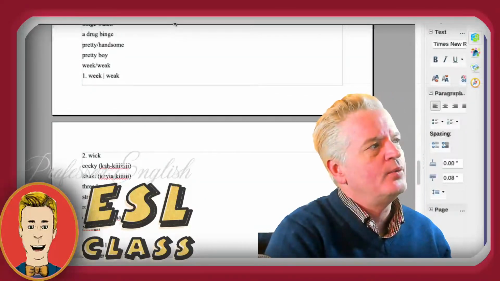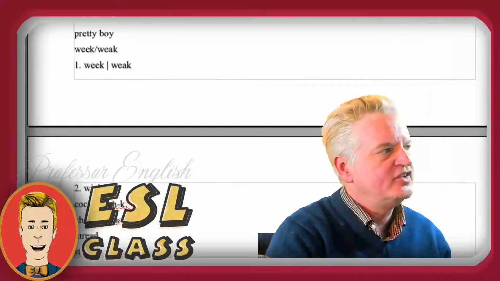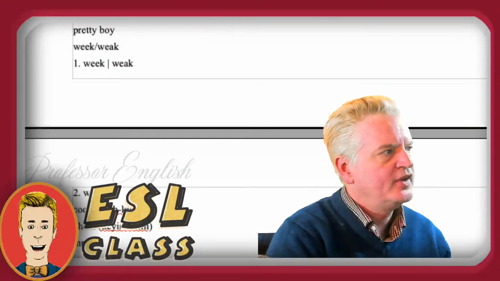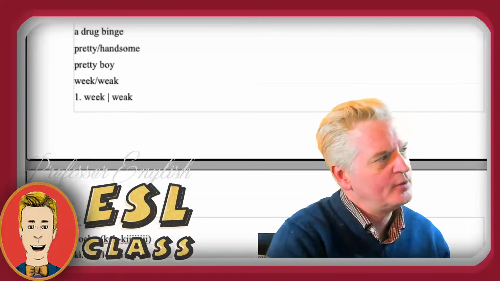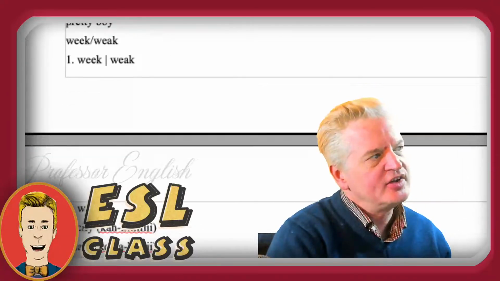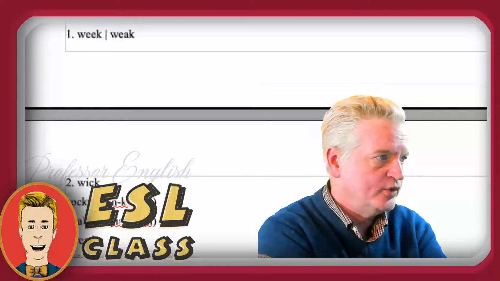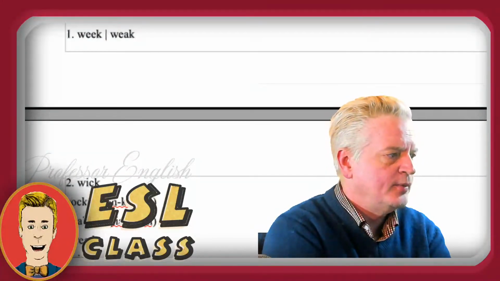Okay, she was confused about the pronunciation of these two words. Do you see where it says number 1 up here? You see it says weak and weak. But actually, she was confused. She thought they sounded different, but they don't sound different. They have a long vowel sound in the middle.